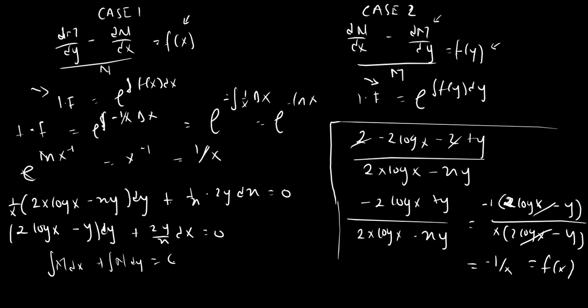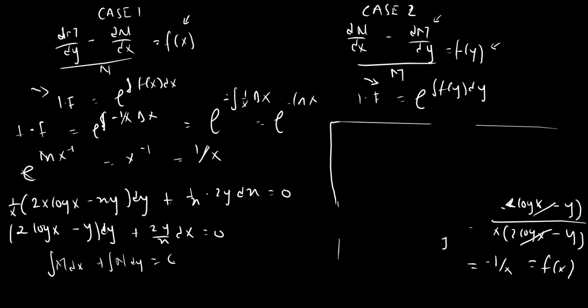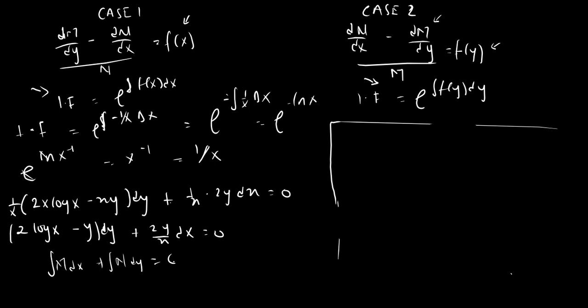So let me just clean all of this part. Now we're going to be integrating 2 log x minus y. Sorry about that, I forgot: this value is N, not M. It is N, not M, because it is with dy, right? So it is N, not M.